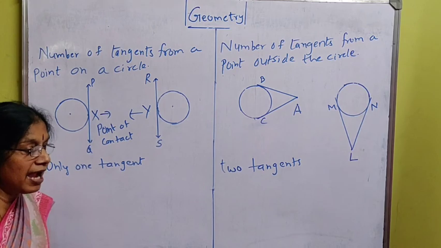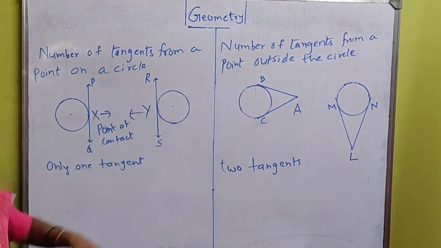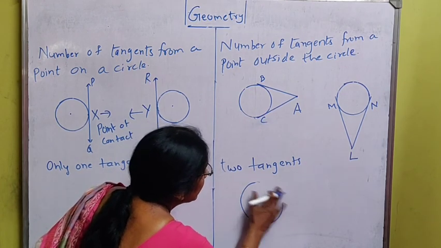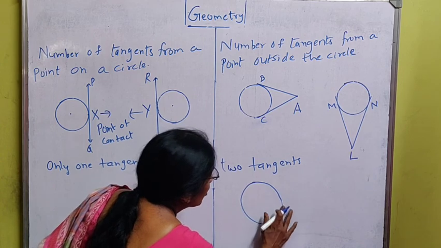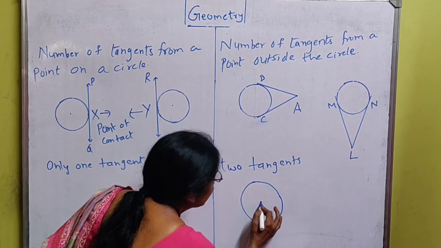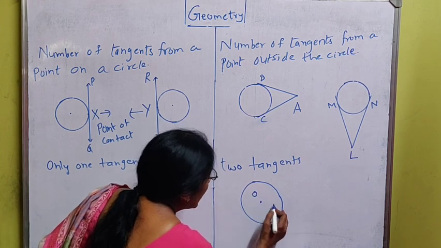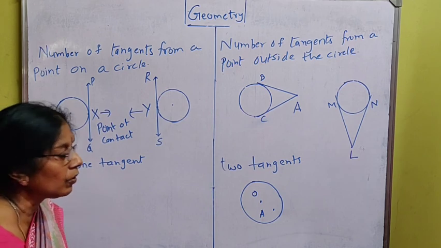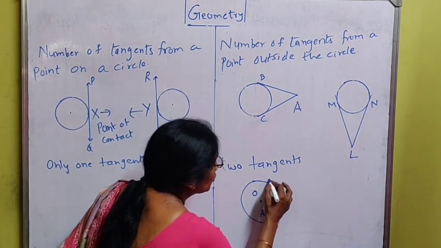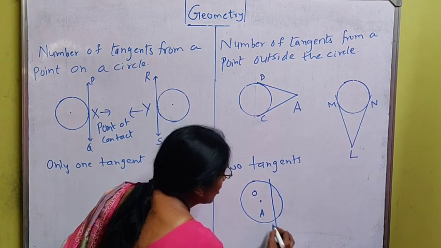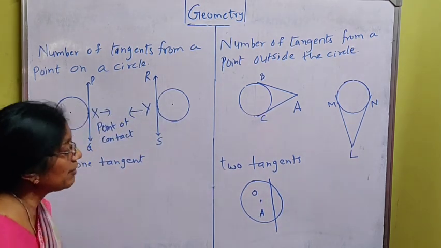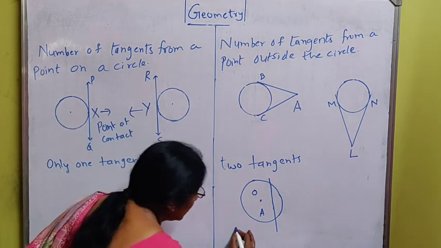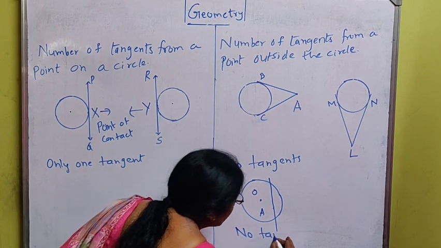A question will arise: ma'am, you gave on the circle and outside the circle. What happens if the point is inside the circle? This is center O, and let us take a point A inside the circle. Can I draw a tangent? No. If I have to draw a line, it should pass through the point, so you cannot draw a tangent. Keep in mind, no tangents can be drawn when the point is inside the circle.